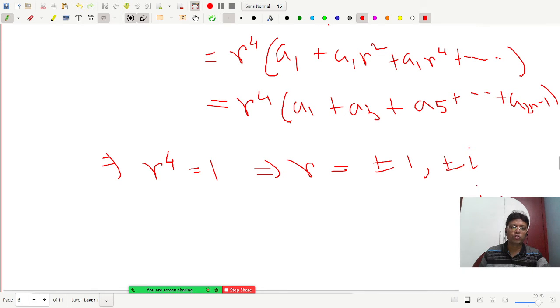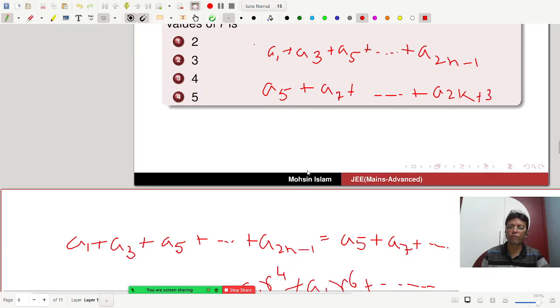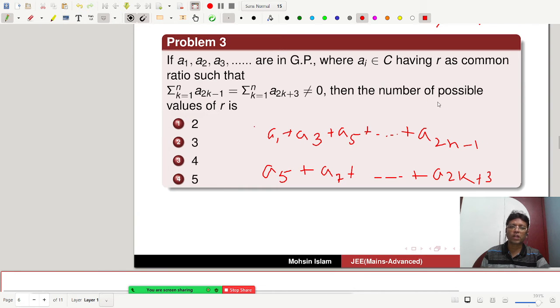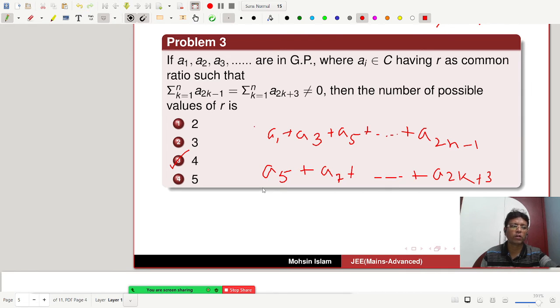I is the iota, root over minus 1. So you have 4 values only. Then the number of possible values of R is 4. So your option will be C, the third option. Maybe initially you were surprised by the fact that it belongs to complex numbers.